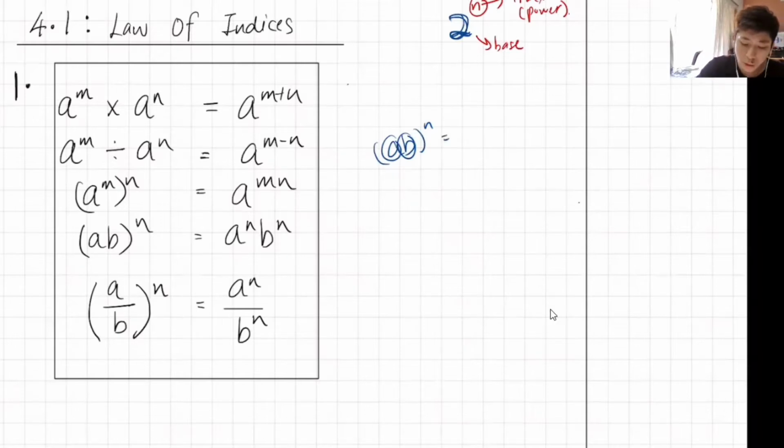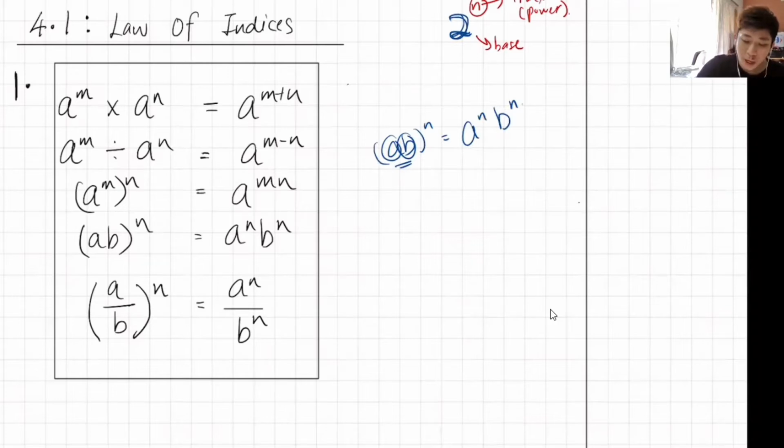So you know (ab) to the power of n. As I said just now, when you have two things multiplying each other to the power of something, in a bracket, two or more things, it can be any number of things in a bracket multiplying, to the power of something. That's the meaning of this. What you get is each individual item to the power of the thing outside, which is a to the power of n times b to the power of n.